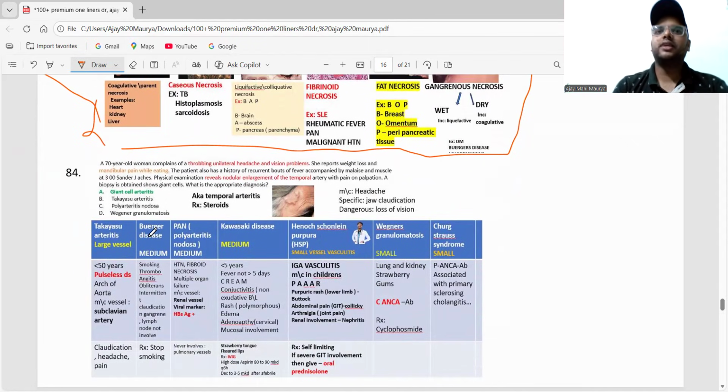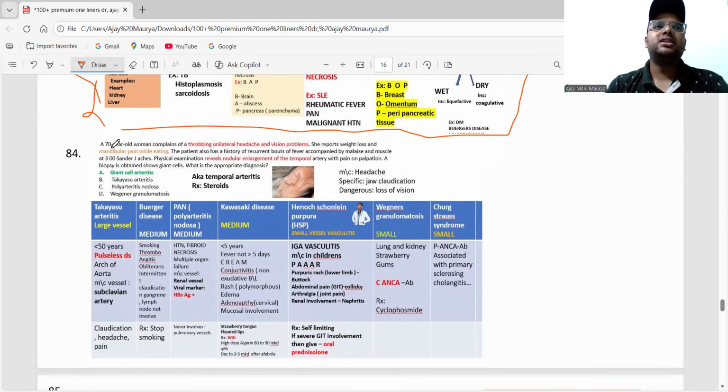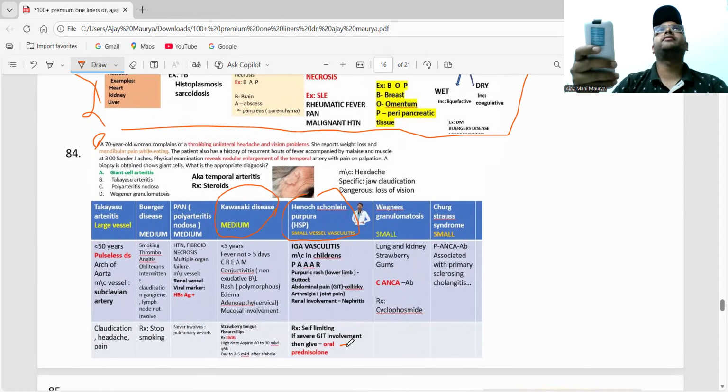Types of vasculitis are very, very important. They are going to give case scenarios. Giant cell arteritis is important. Kawasaki disease is very important, and HSP, Henoch-Schonlein purpura, is very important. They will ask you one question here. Remember, when do you have to give the steroid? When it involves the GIT. That's it. Very important.